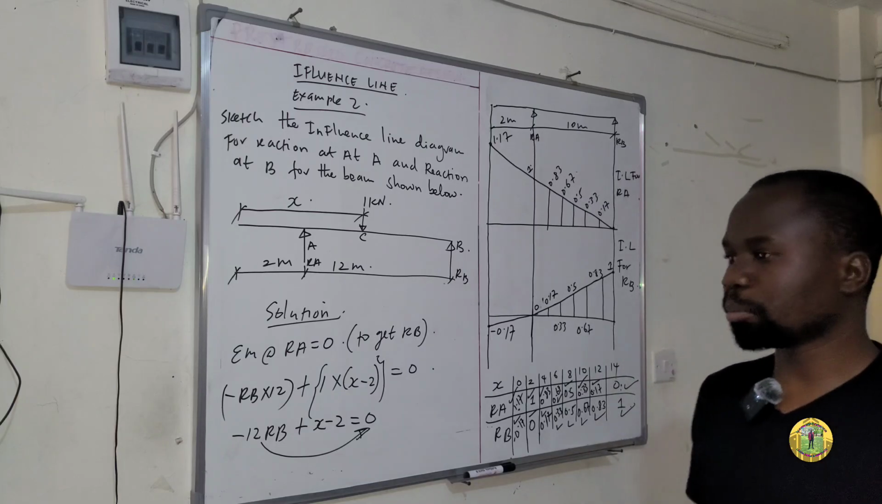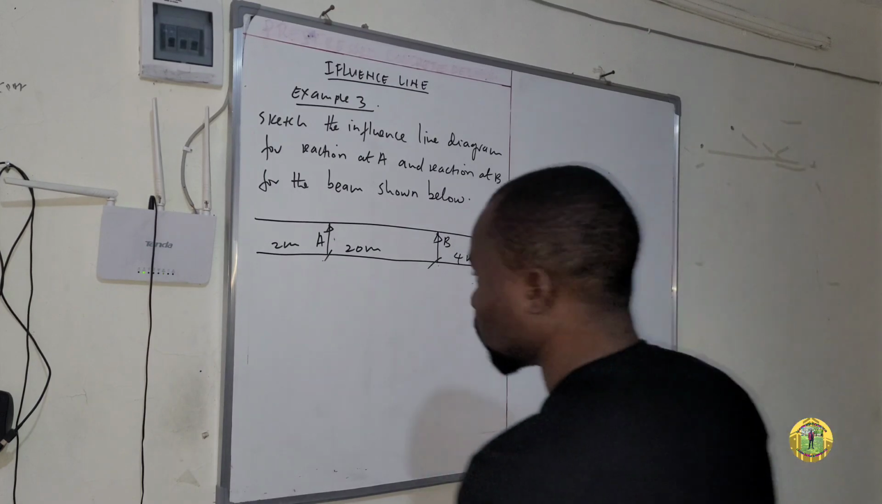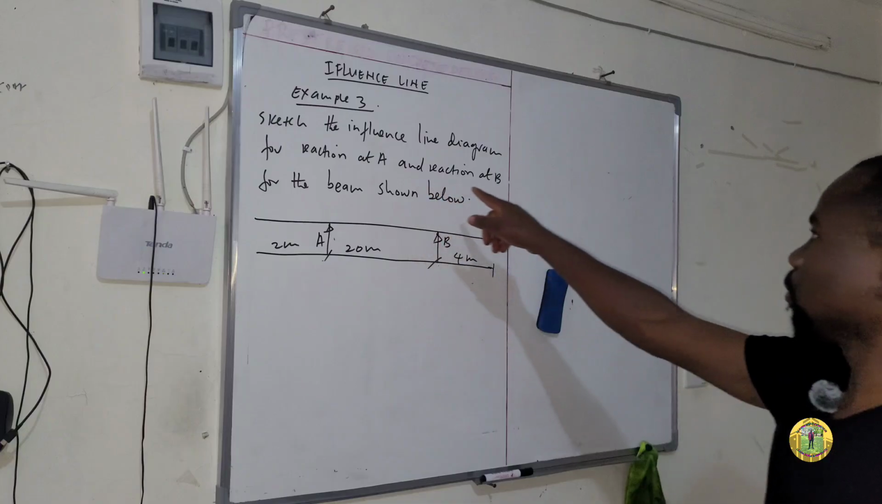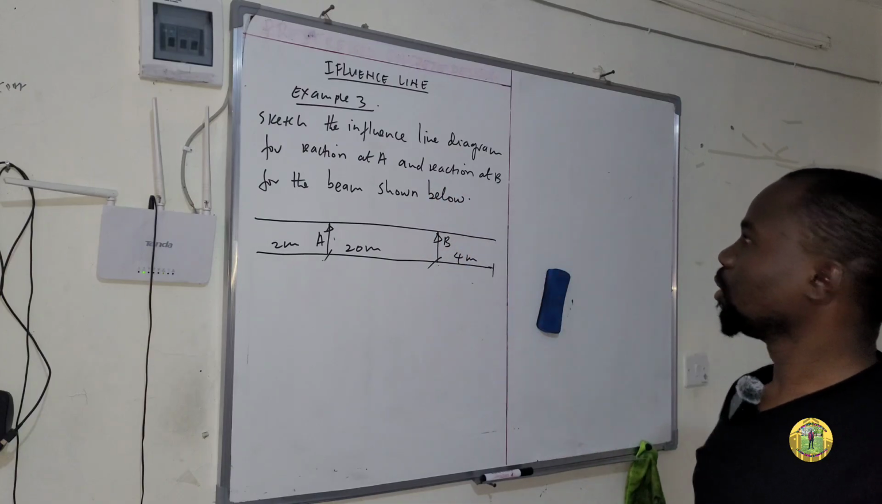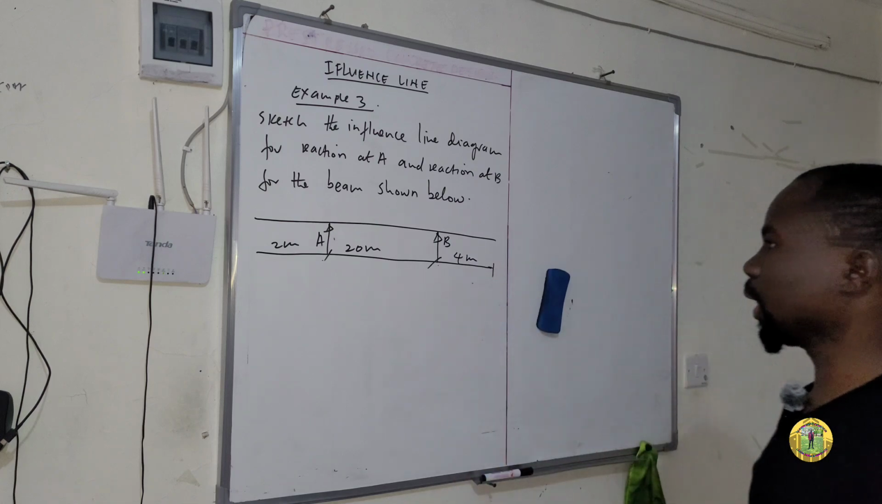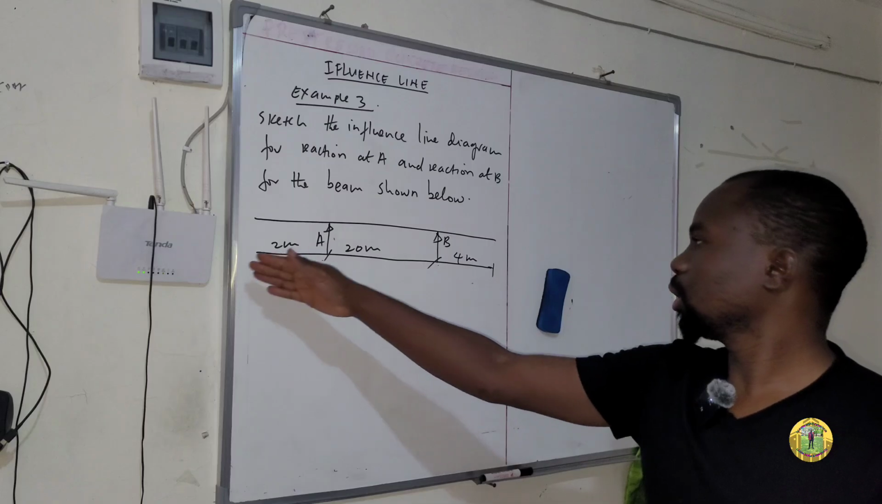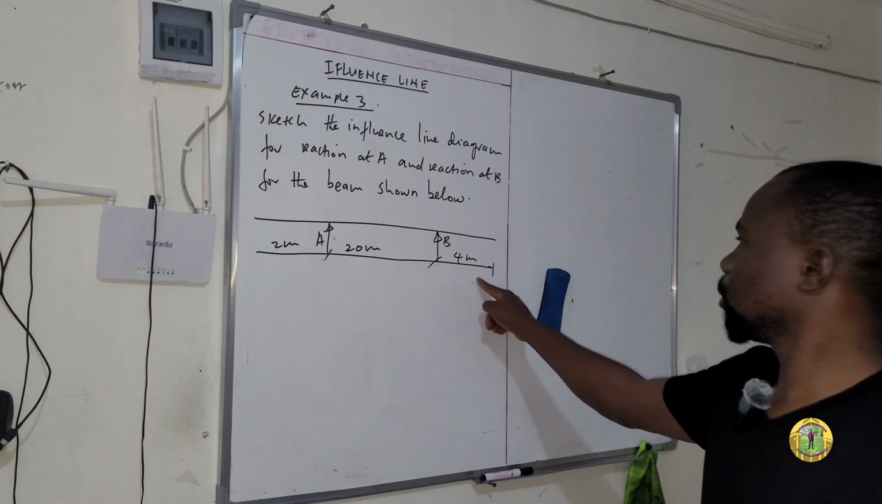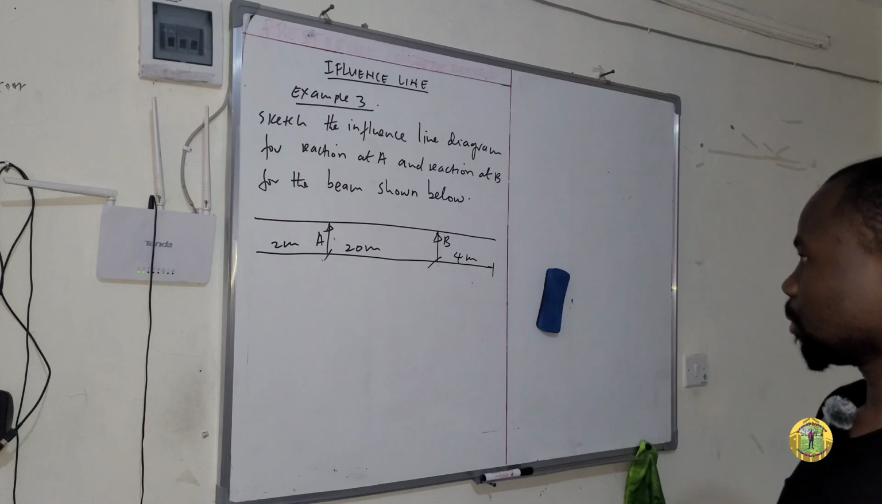We proceed to example number 3. So example number 3, and this is the last example for reactions. Sketch the influence line diagram for the reaction at A and reaction at B for the beam shown below. So this is the beam. It is overhanging on both sides. It is overhanging 2 meters from support A on the left and 4 meters from support B on the right. So solution.